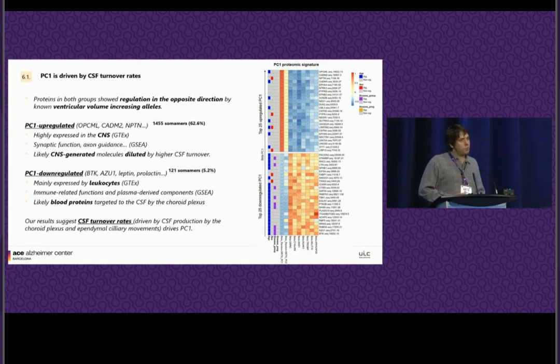And on the other hand, we see a small subset of proteins that are actually more concentrated in individuals with higher CSF clearance. And these included proteins such as leptin or prolactin, which are known to be transported from the blood to the CSF by the choroid plexus. So it makes sense that they have increased concentrations with higher CSF production.